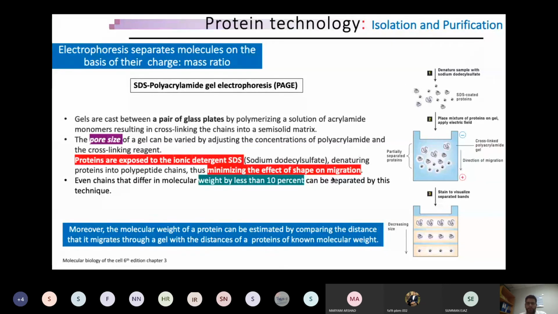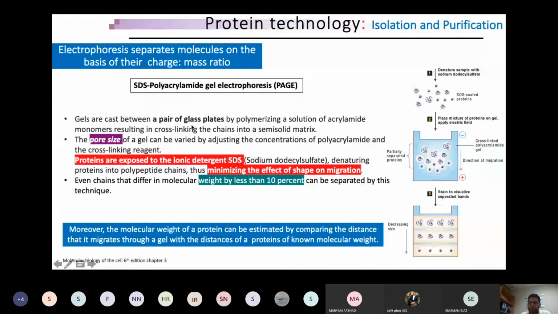It is just the technique. We know some of you have used it already in the lab for their research purposes. Some are not familiar with that, but of course it's not that much alien. It's somehow useful for all of us. So SDS polyacrylamide gel electrophoresis.